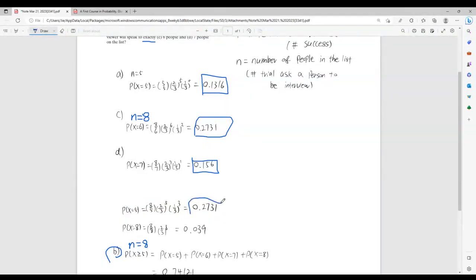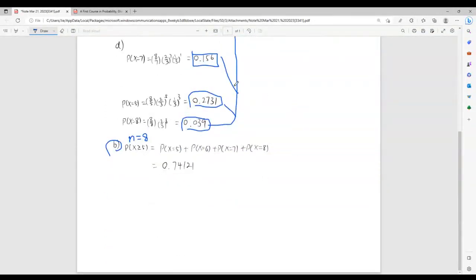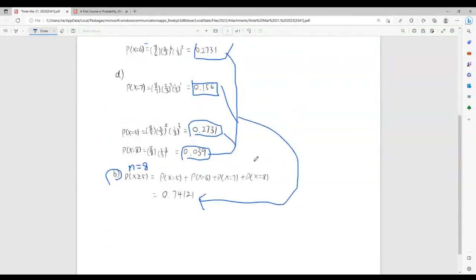That would be this one, add this one, those 4. The sum of 5, 6, 7, 8, the sum of those 4 would be this one.